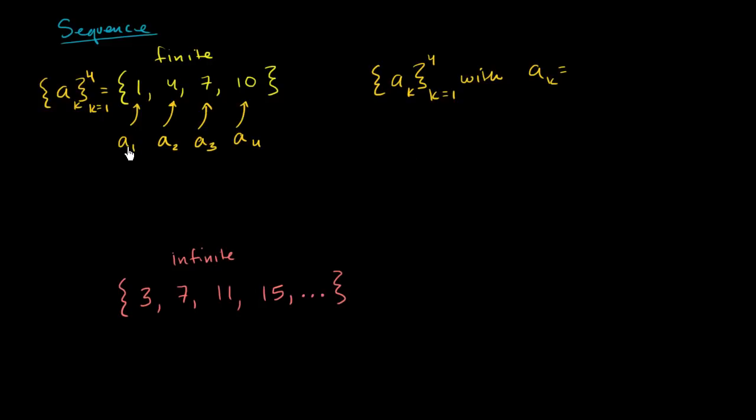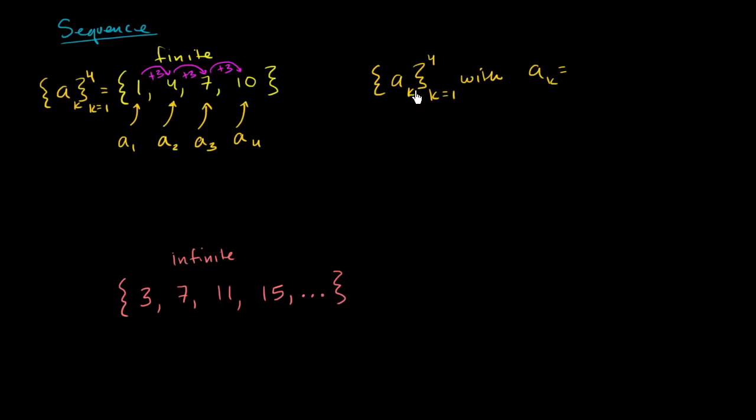So let's see what happens. When k is 1, we get 1. When k is 2, we get 4. When k is 3, we get 7. So let's see. When k is 3, we added 3 twice. Let me make it clear. So this was a plus 3. This right over here was a plus 3. This right over here is a plus 3. So whatever k is, we started at 1 and we added 3, 1 less than the k term times.